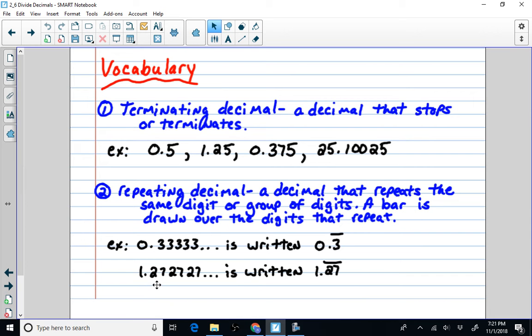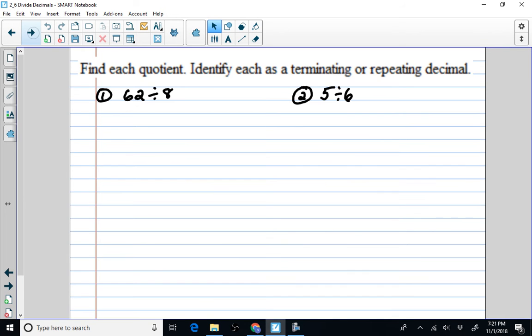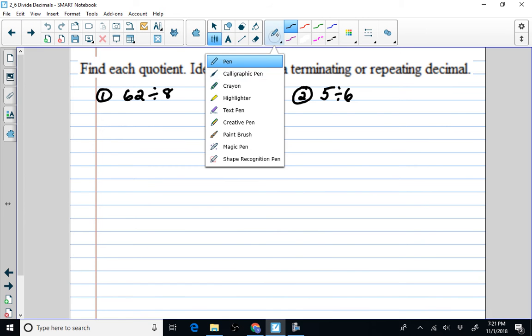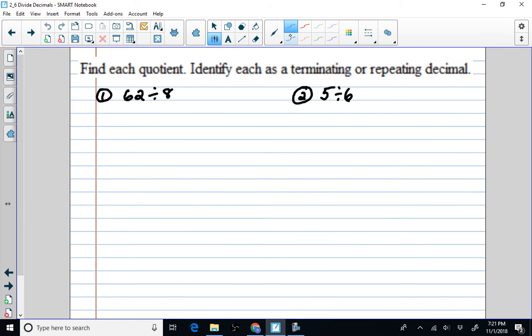Here's another example. We have 1 and 27 hundredths, but the decimal part repeats. 27 hundredths repeats over and over again. Notice the line is over both the 2 and the 7, but the line is not drawn over the 1 because it's only the decimal part, the 2 and the 7, that repeat. So first we want to be able to identify if these decimals are terminating or repeating.